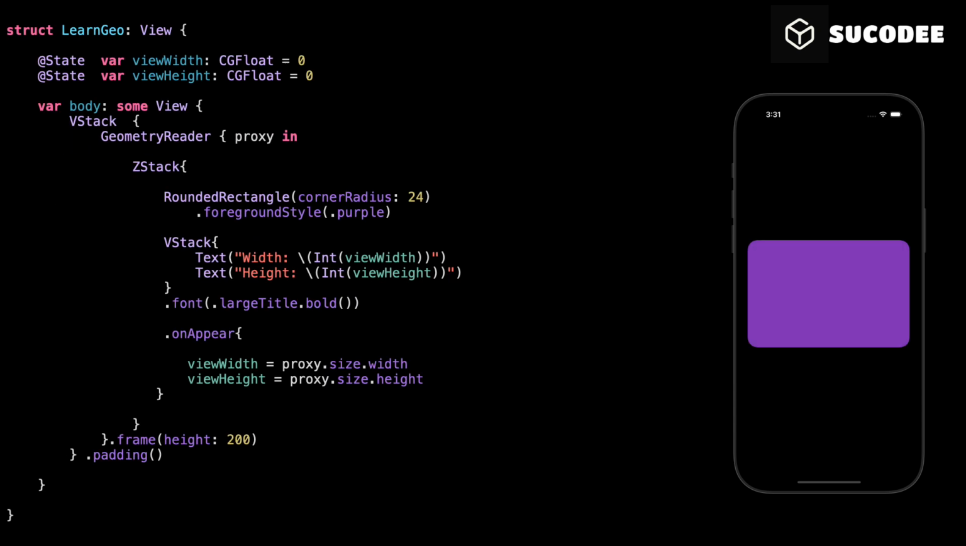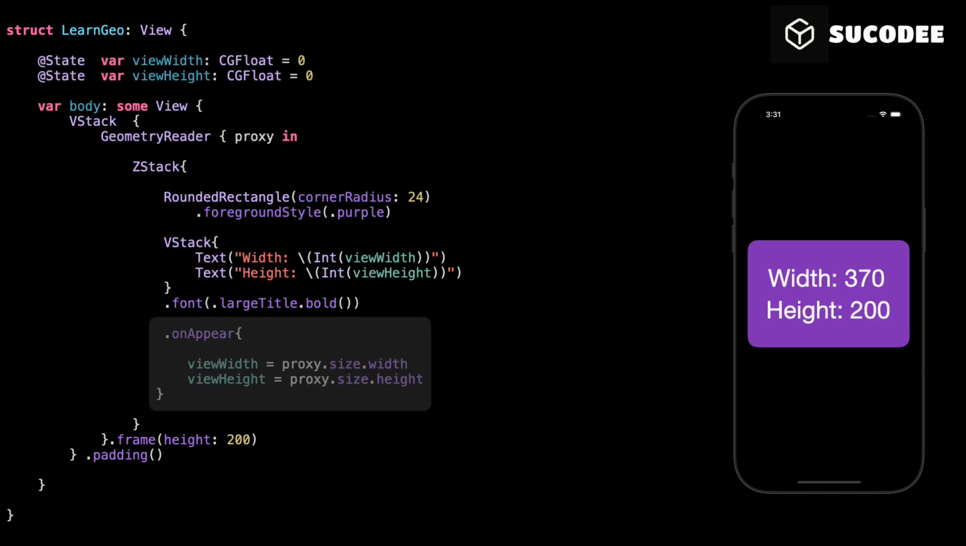Now let's build on what we just learned. In this example, we're still reading the size, but this time we're going to store it in variables so we can reuse it anywhere in the view. We start with two state variables, viewWidth and viewHeight. These will hold the size values after the view appears.